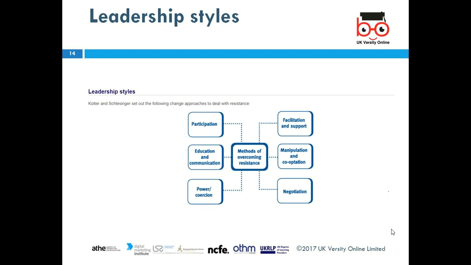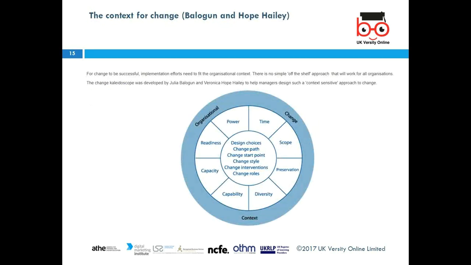No. Yes, you're right, because we're living in a quite competitive world. If we are too democratic or too autocratic, we can't really succeed. We need to look around and balance it. So participation, education and communication, power, and reward are methods of overcoming those who don't want to be changed. Facilitation and support, manipulation, cooperation and negotiation. We need to manage all these styles effectively for the change.